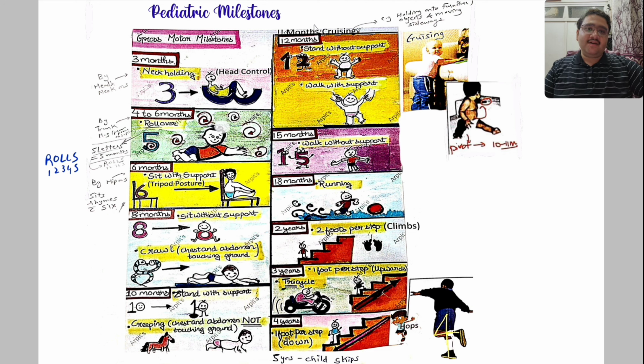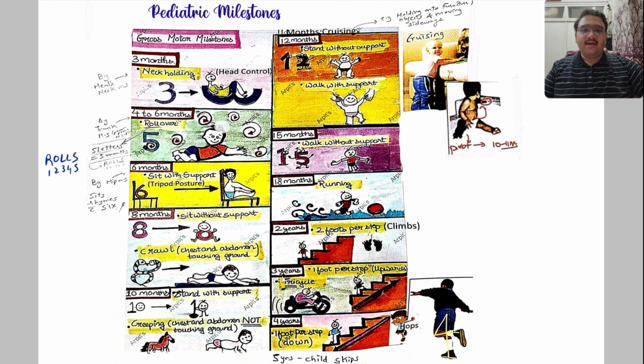Then at 11 months cruising and pivoting. Cruising is holding, child holds onto furniture or any object and moves sideways. Then at 12 months stands without support and walks with support. Then at 15 months walks without support. 18 months running. 2 years 2 foot per step climbs upward.